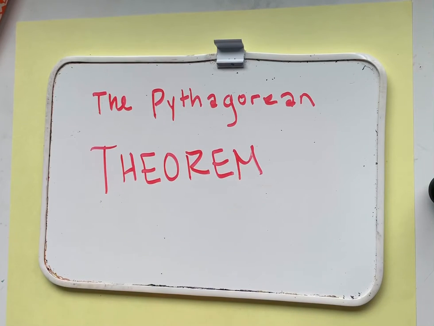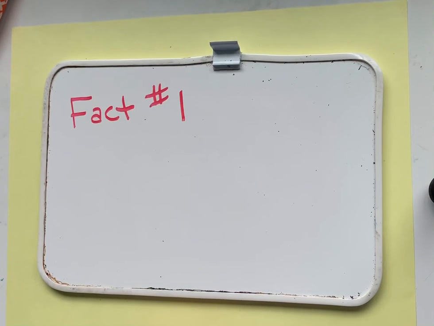The Pythagorean theorem is a theorem especially for right triangles, and I'm going to show you one of the many ways to prove this theorem. Now, before we start, here are a few interesting facts about the Pythagorean theorem.